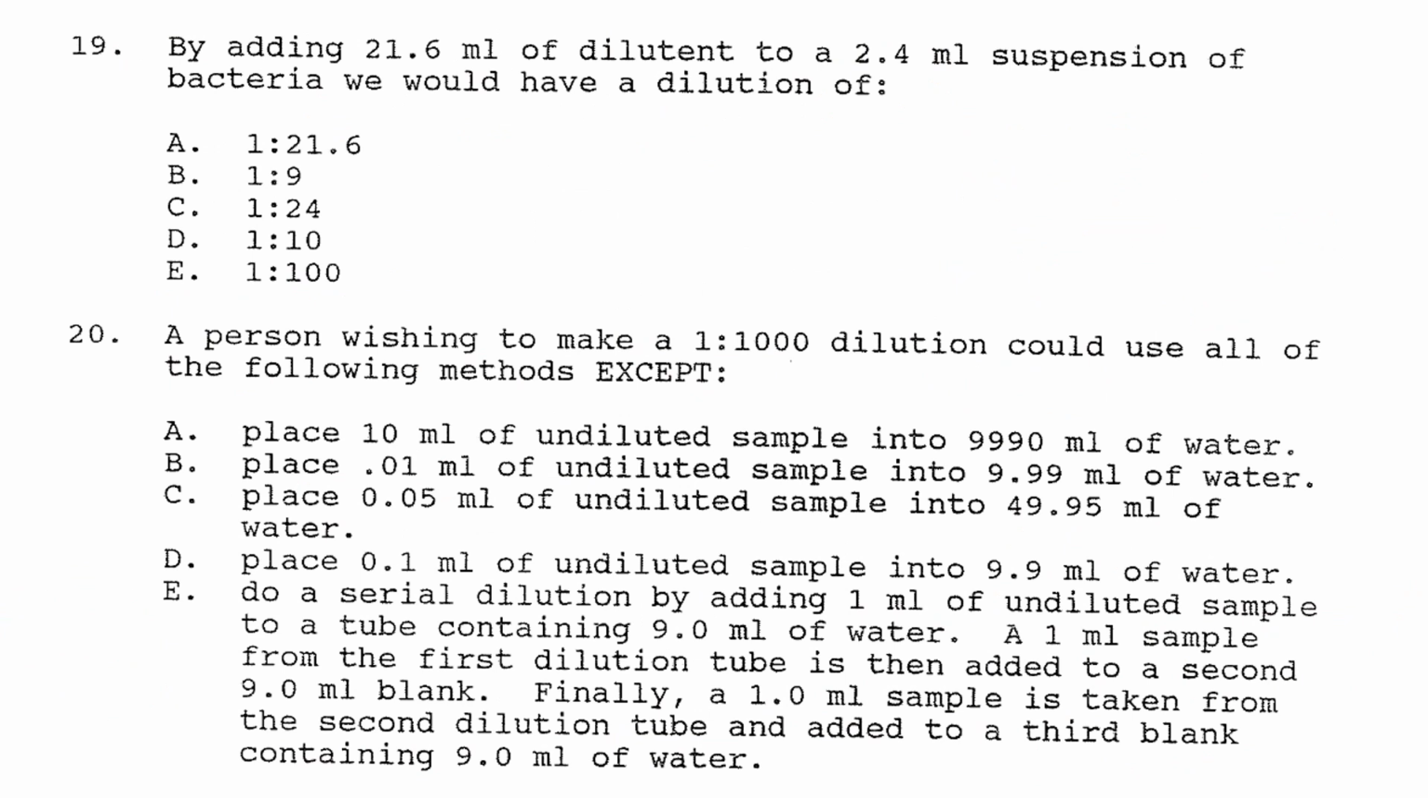Okay, so this one, again, just add these two numbers. So you're adding the sample and diluent, right? So we have 21.6 of the diluent, and then we have 2.4 mils of our sample. And so that just equals out to 24, right? And then our dilution is our sample over the total volume, so 2.4 over 24, and so that's just a 1 to 10 dilution, right? So D is the right answer here.